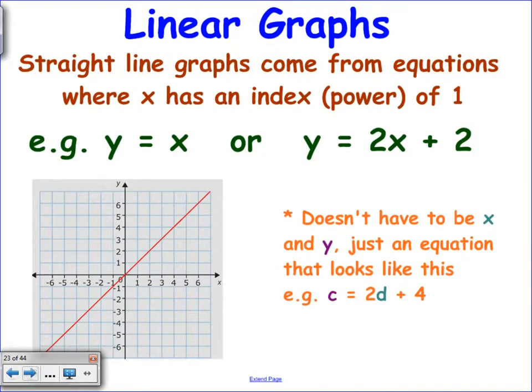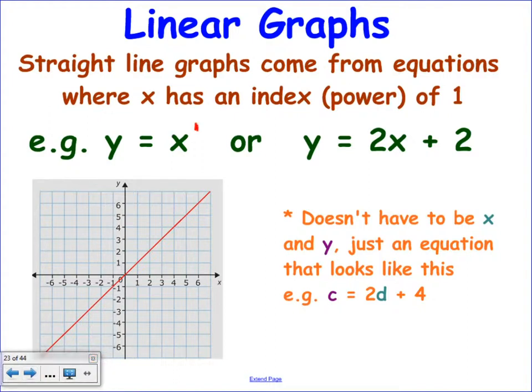Okay? So, a linear graph is a straight line graph. And it's a straight line in mathematics for a reason. When we define graphs in maths, we tend to use x and y because we have x and y axes. So you'll see a lot of graphs in mathematics that look like this: y equals x, or y equals 2x plus 2, or something like that, okay? The reason they draw a straight line every time is because x has an invisible power of 1 that we don't write.